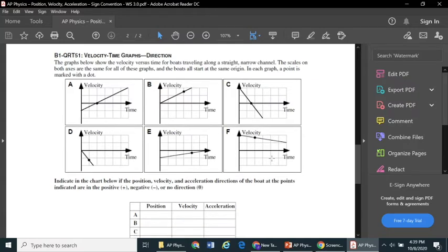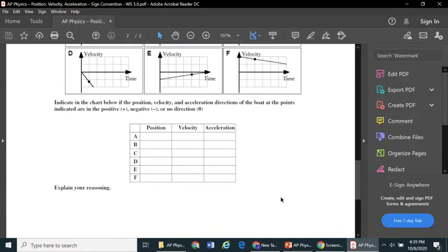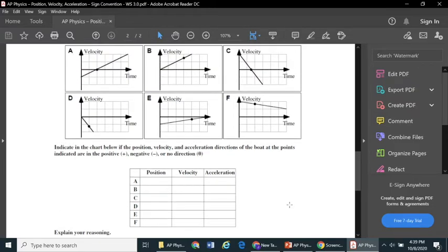Indicate in the chart below, and that would be here, if the position, velocity, and acceleration directions of the boat at the points indicated are in the positive, negative, or no direction. Now, the no direction part seems kind of funny, but notice what's in parentheses there is 0, which should give you a pretty good hint of when that's used.